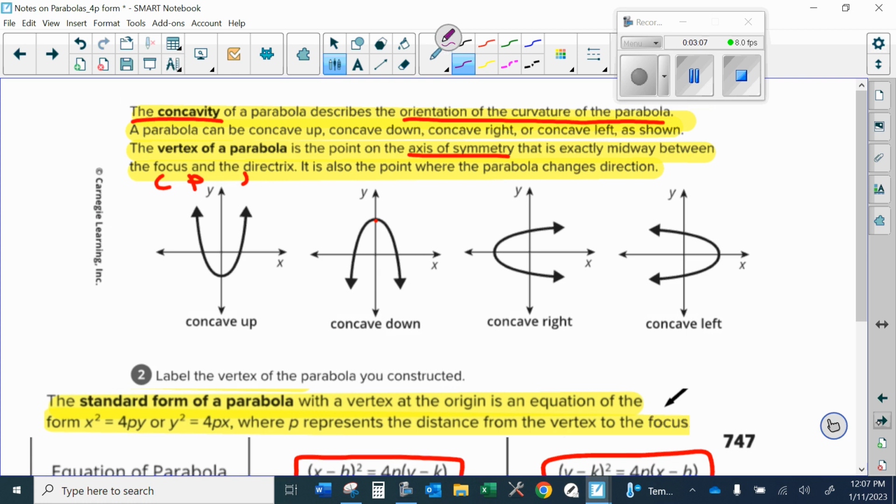Okay, so that's the definition. Now, within parabolas, we have concavity. Concavity is about how the parabola opens. Does it open up, down, left, or right? So as we see right here, concave up because the parabola opens up. Concave down because the parabola opens down. Concave right, it opens to the right. And concave left because it opens to the left. So that's dealing with concavity.